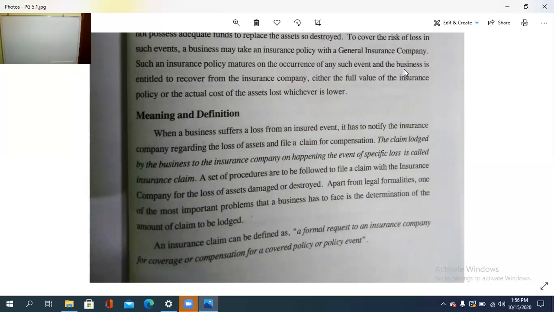When such loss cases occur, we are claiming the amount for that particular loss, suppose fire occurred.